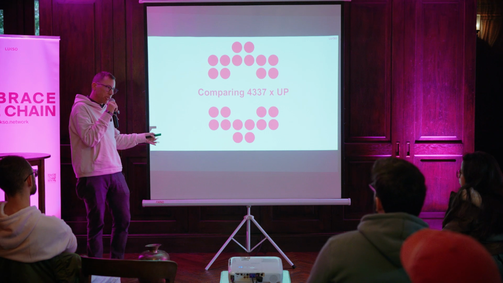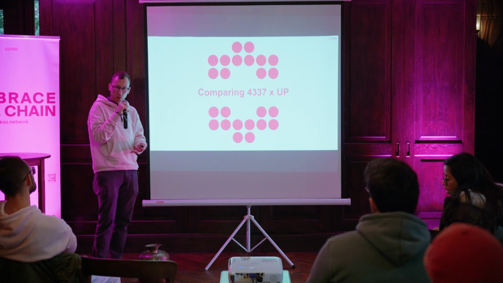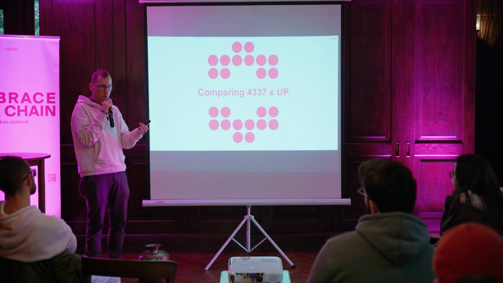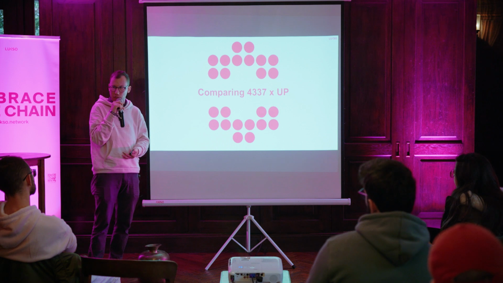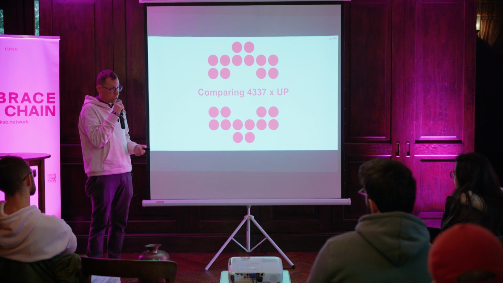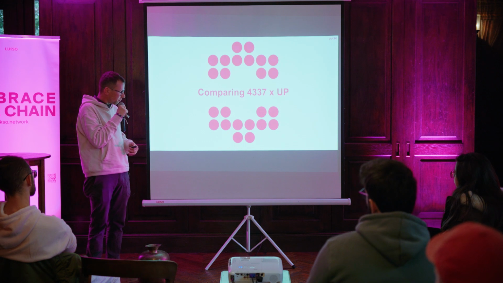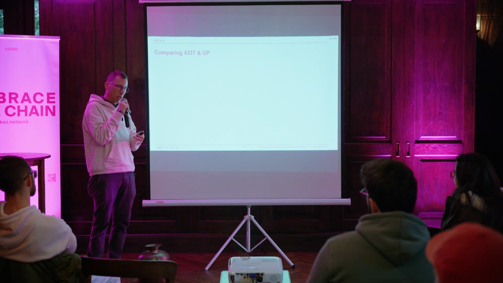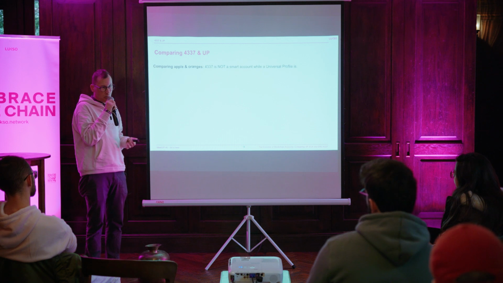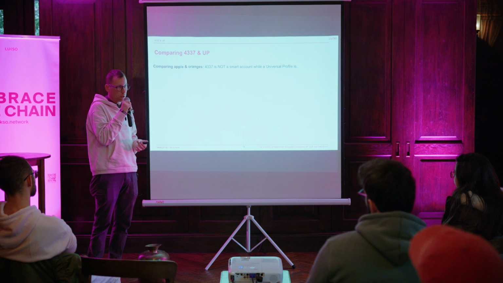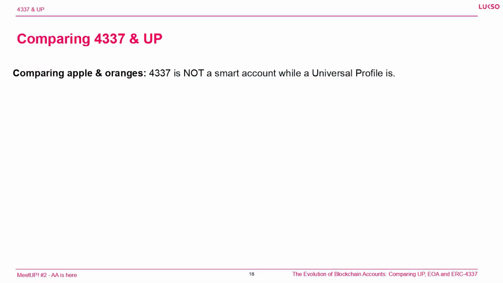So now that we understand what 4337 is, a standard that proposes a way to enable the network to manage smart accounts, and we know what a Universal Profile is, let's review a little bit a comparison between both. The first thing is, I'm sure that you understand, we are actually comparing oranges and apples. 4337 is not a smart account. A UP is a smart contract, so that's completely two different things.